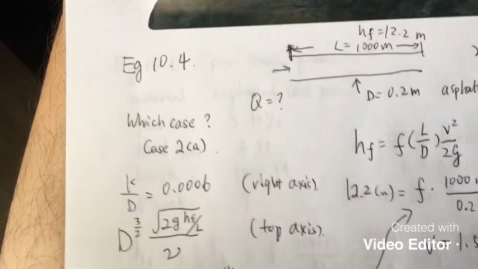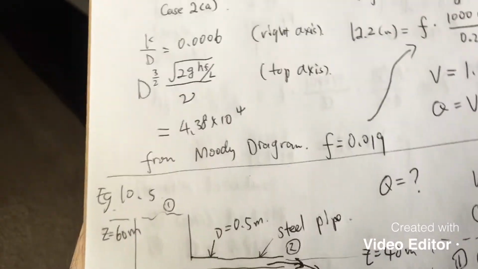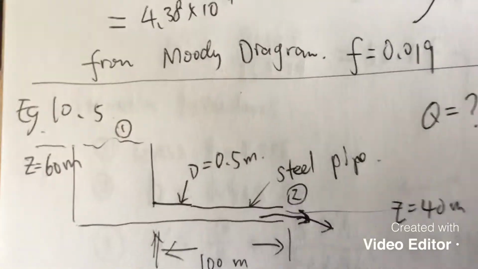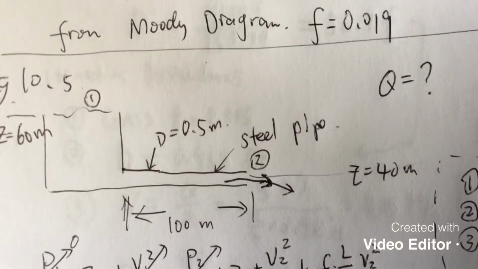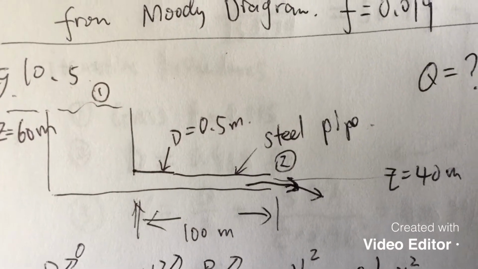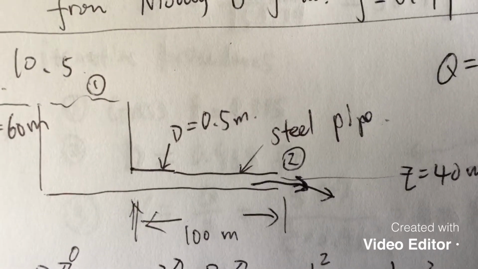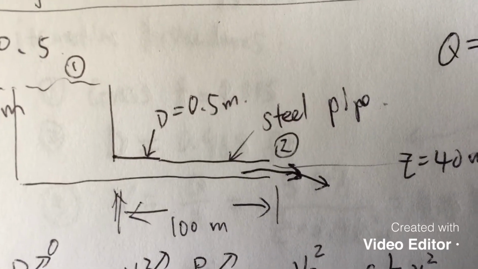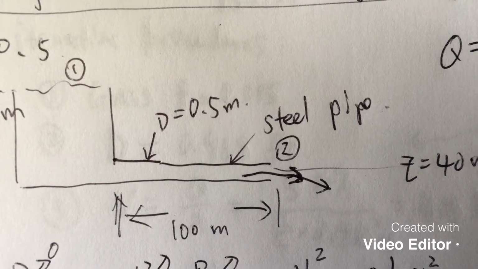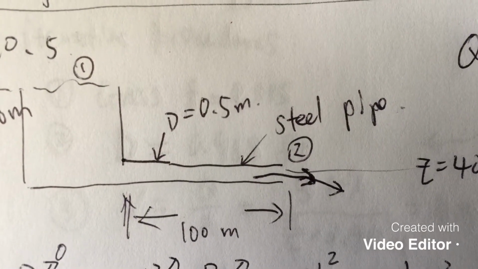Now let's look at example 10.5, another example here. It looks like this. You have a reservoir. The surface is 60 meter. There's a pipe outlet, 100 meter long. The flow is exposed to the atmosphere. The diameter is 0.5 meter.